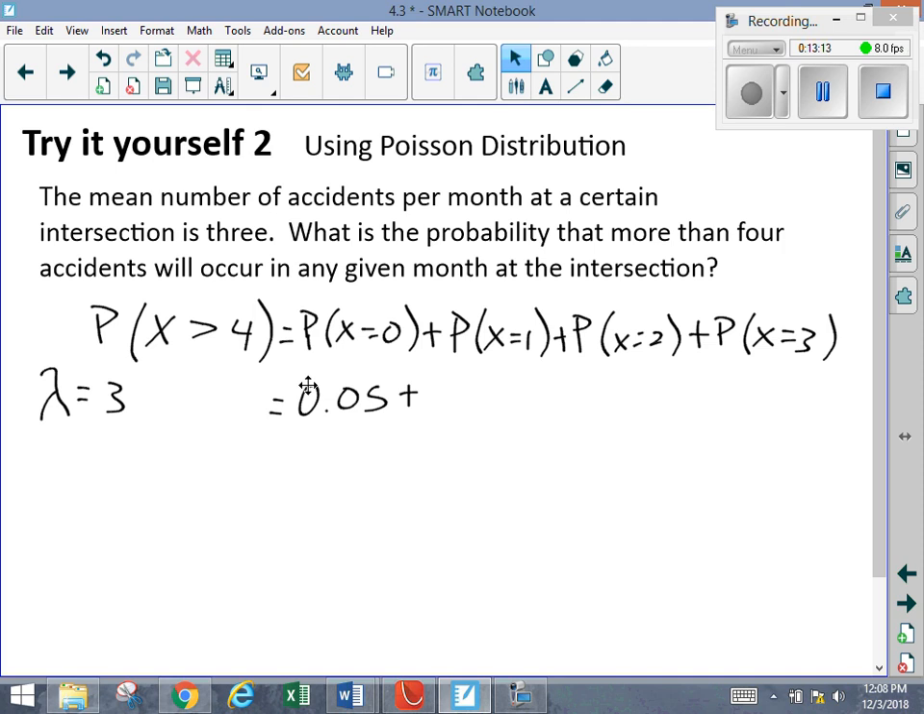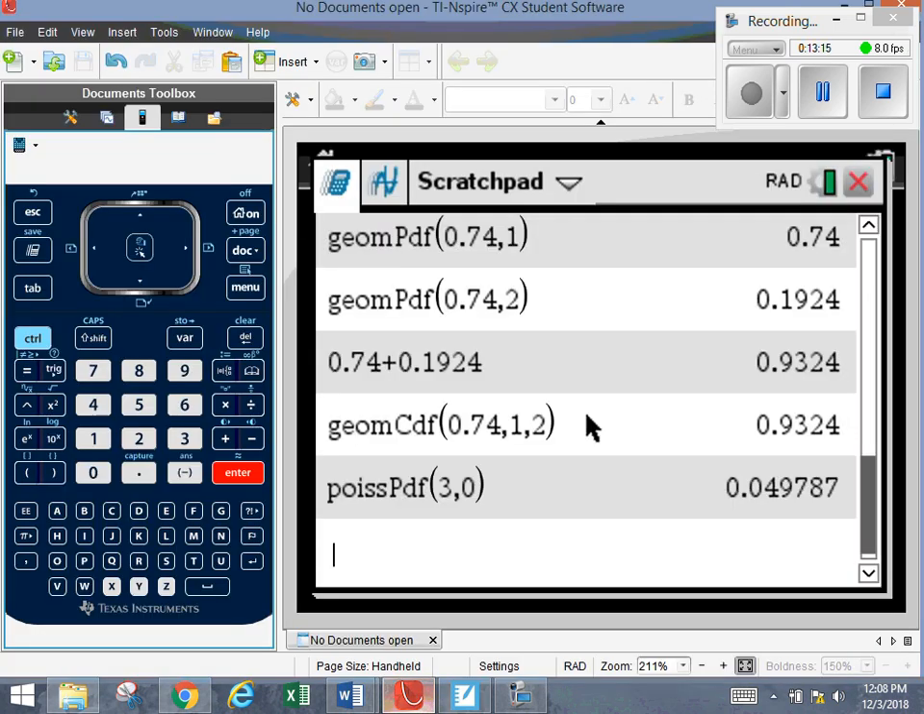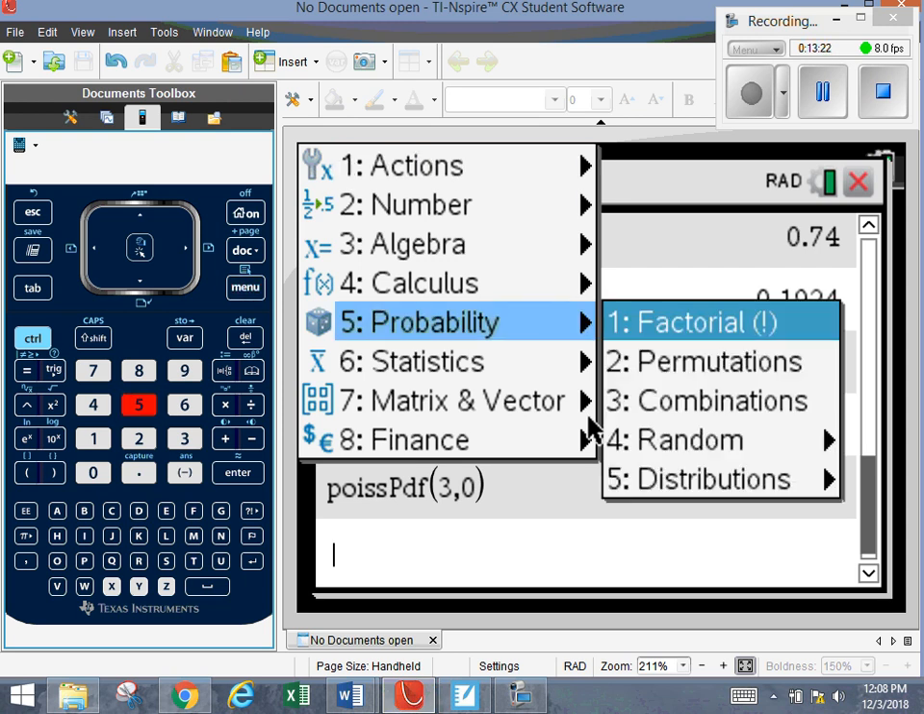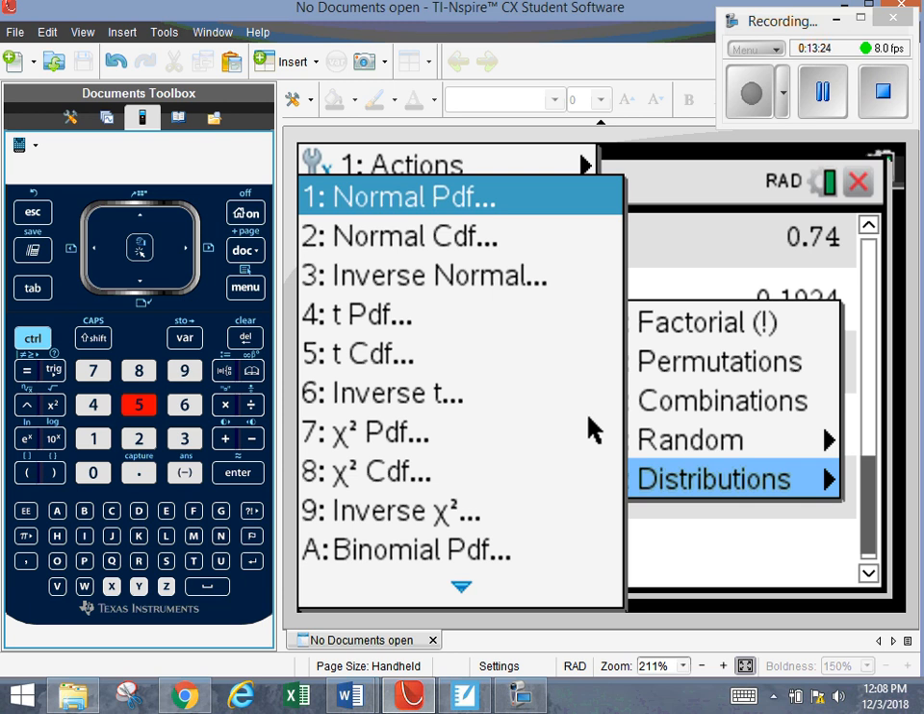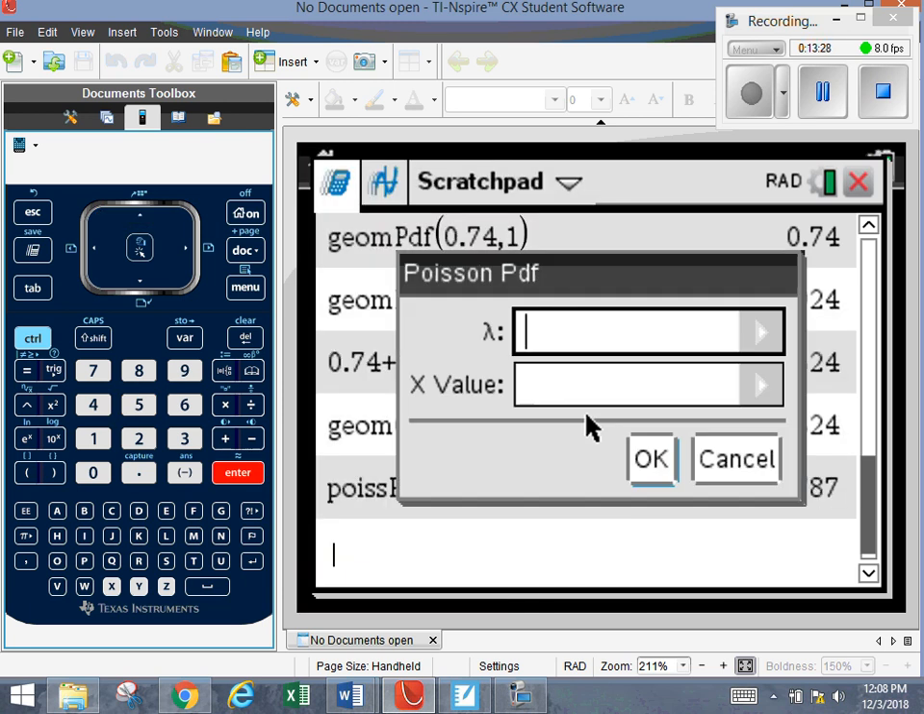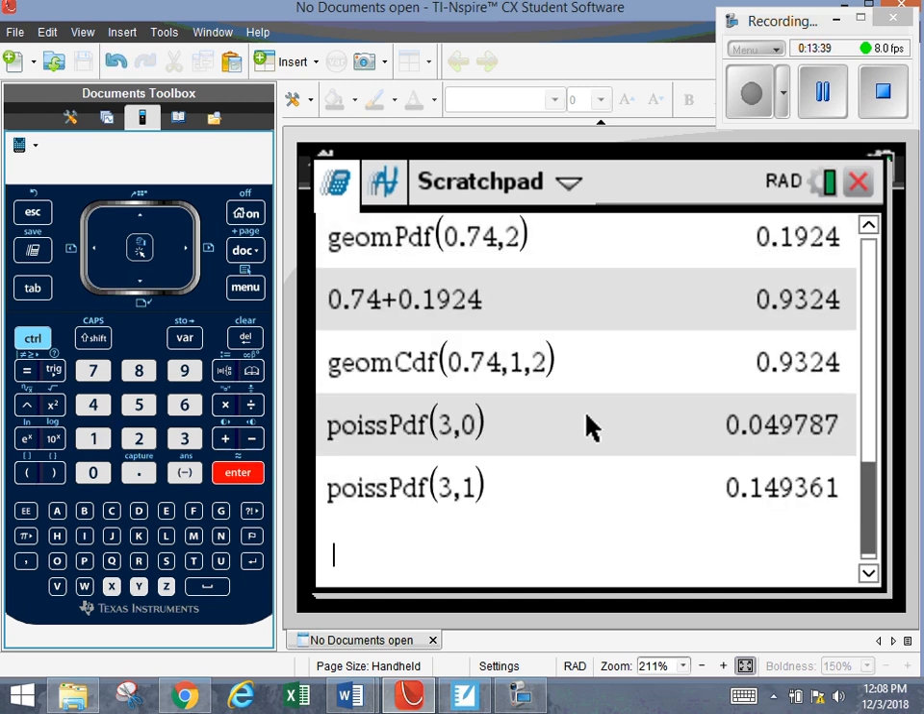We get the probability of 1. We'll do this the same process, okay? So we'll go menu, probability, distributions, and then we will go to Poisson PDF. Yeah, I hope that's not making you hungry because it sounds too much like croissant. And we get approximately 0.15.